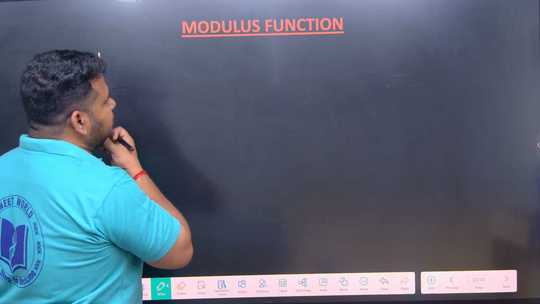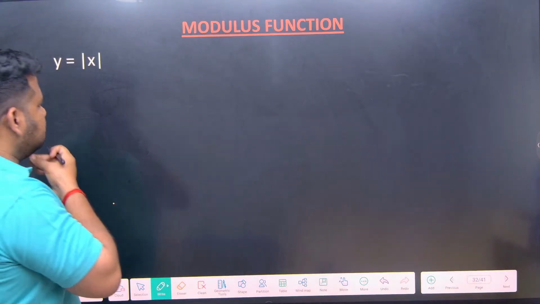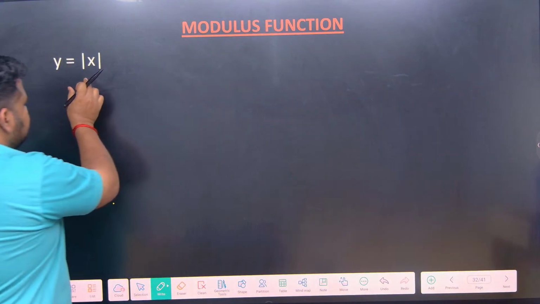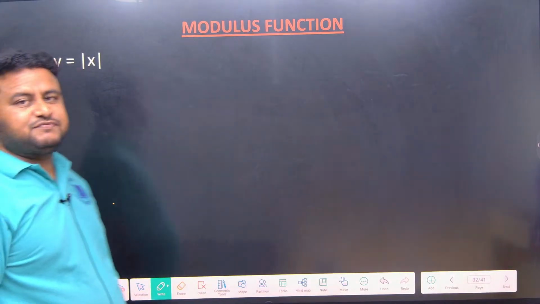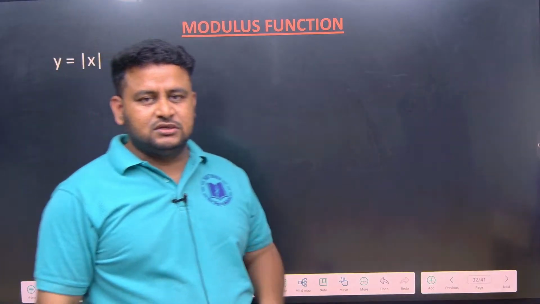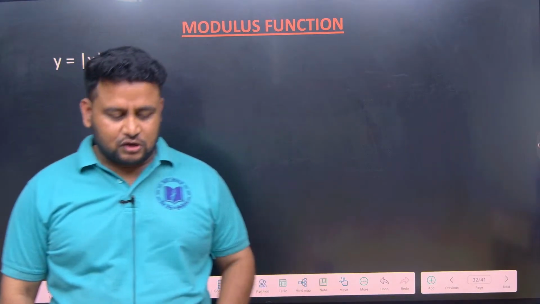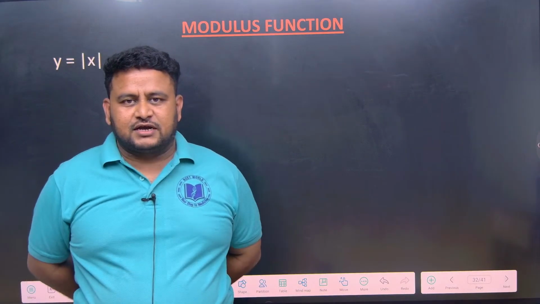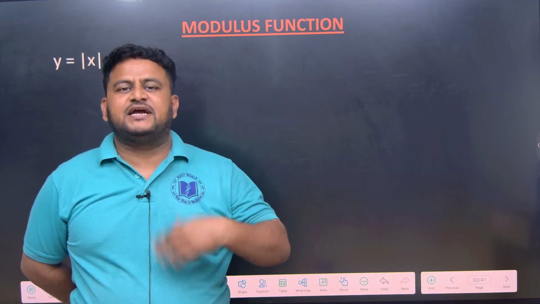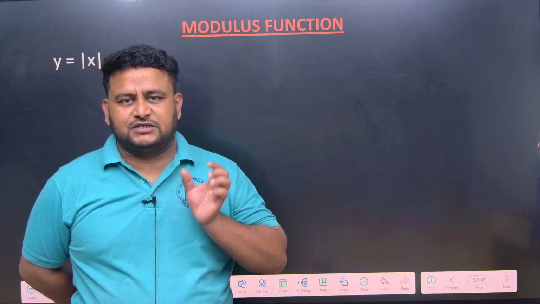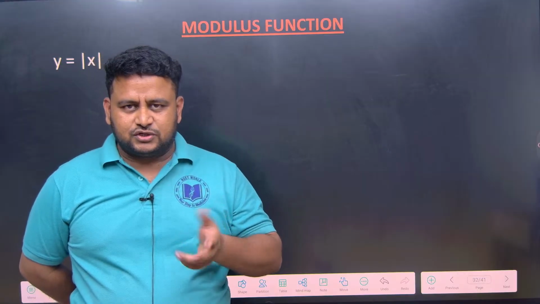So first of all you should understand what a modulus function is. Suppose y is equal to mod x is given. It is represented like this. The modulus function is also called a distance function, or displacement function. Why? Because distance is always a positive value. So if we get anything negative, to make it positive we use a modulus function. We make it positive using a modulus function.